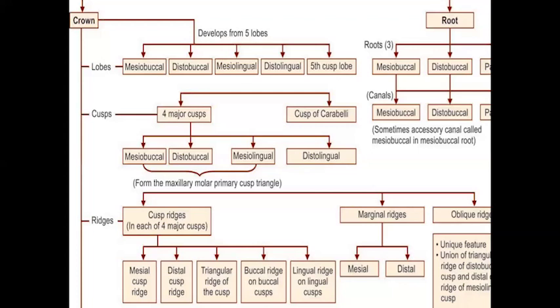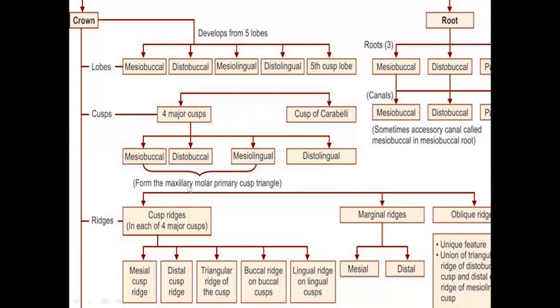This is a flow chart on the landmarks of the maxillary first molar. The anatomical structures develop from five lobes: mesiobuccal, distobuccal, mesiolingual, distolingual, and the fifth cusp lobe. Five cusps are present in the maxillary first molar: four major cusps, mesiobuccal, distobuccal, mesiolingual, and distolingual, and the fifth is the cusp of Carabelli.